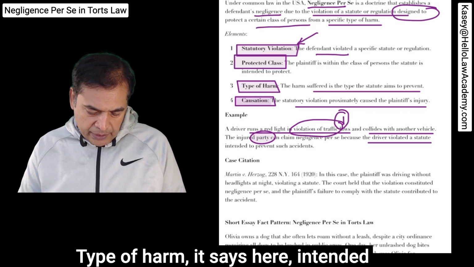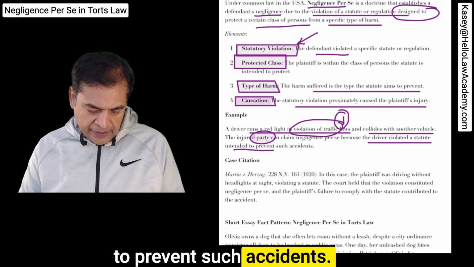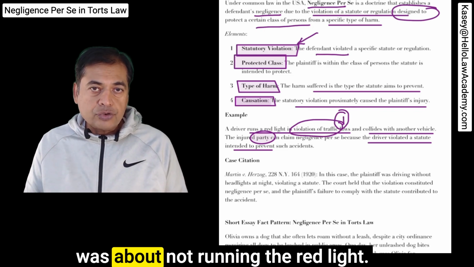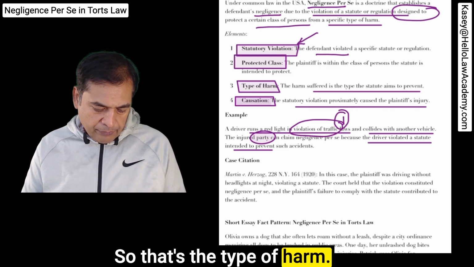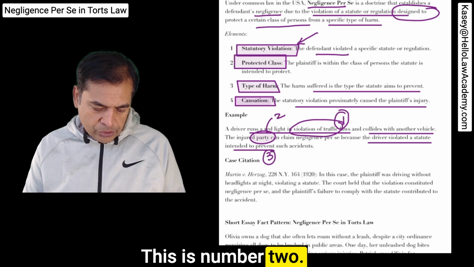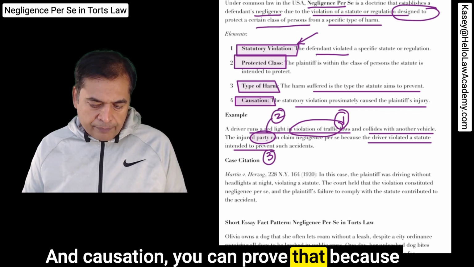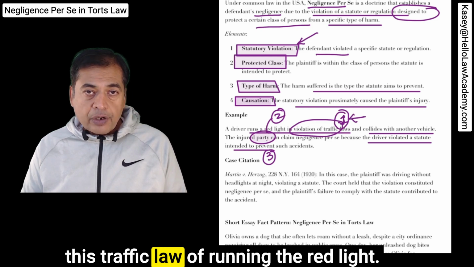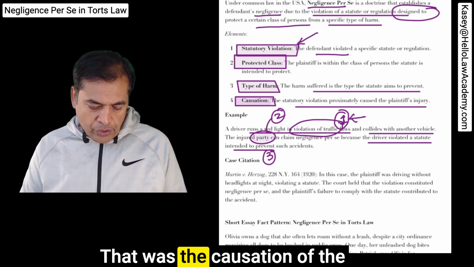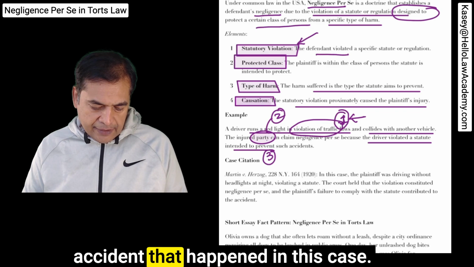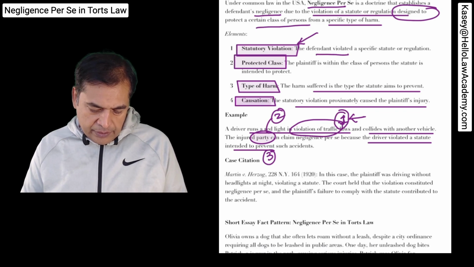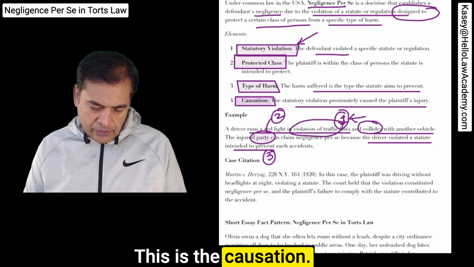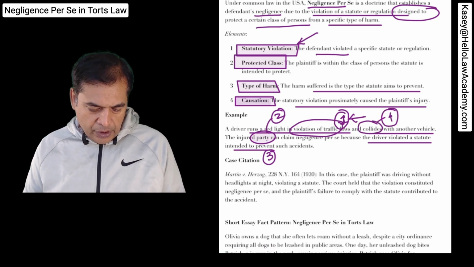Type of harm, it says here, intended to prevent such accidents. It's the running of a red light. So the traffic law was about not running the red light. So that's the type of harm. That's number three. This is number two. And causation, you can prove that because of number one, someone broke this traffic law by running the red light, that was the causation of the accident that happened in this case. So number four would be the driver runs a red light and collides. This is the causation. That's number four. It has all four elements.